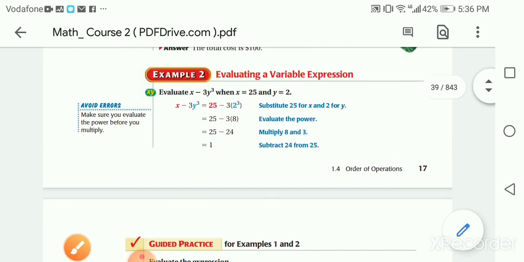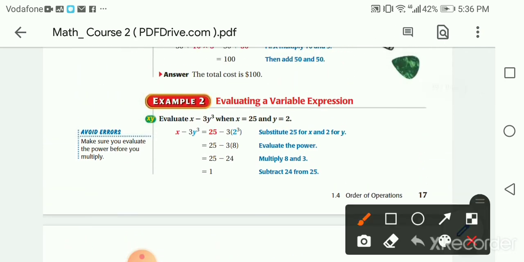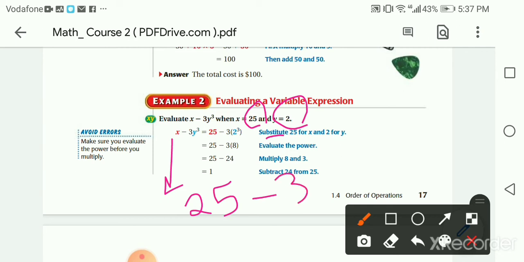It's a given. Instead of x, I have 25, and instead of y, I have 2. Focus, dear students. It's very easy, but I have steps I should follow. The first thing: substitute, put instead, don't forget. Substitute 25 for x and 2 for y. So instead of x, I put 25, minus 3, and instead of y, 2 to the third power.